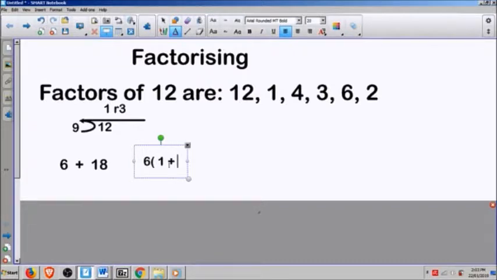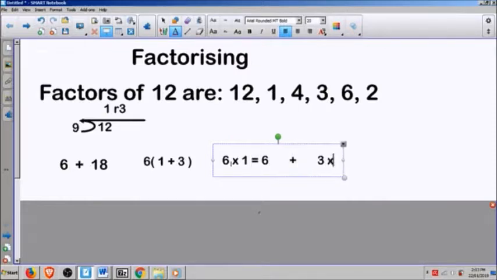And 18, how many 6s are in 18? 3. So we've got 6 with the bracket, 1 plus 3 inside the bracket. And you can double check that by expanding it. So we're going to go 6 times 1, 6, plus 6 times 3 is 18. That's a nice basic one to start us off.